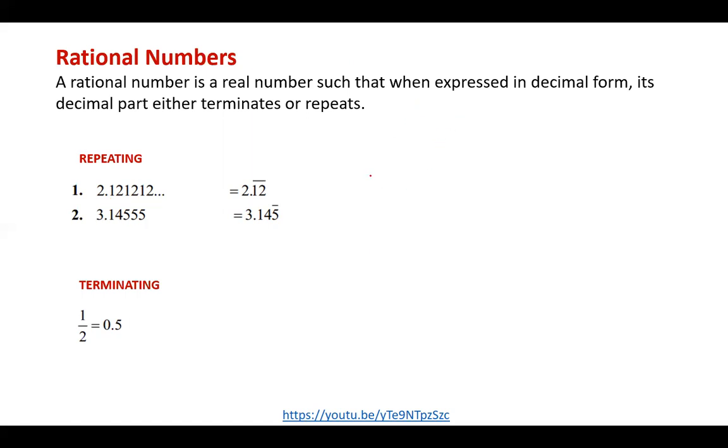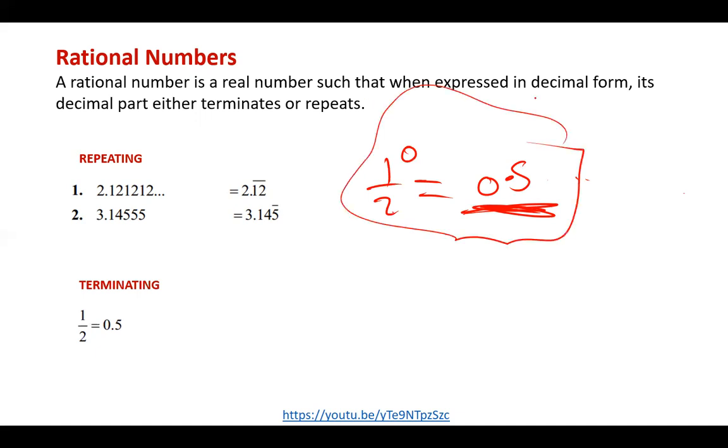terminate. So if you have 1/2, that is when you divide 2 into 1, you get 0. 2 into 10, you get 5. So you have 0.5. So 0.5 is terminated. There is nothing repeating on this side. So this one is called a terminating rational number.